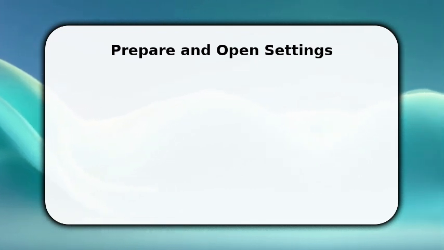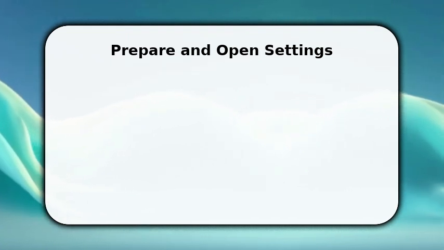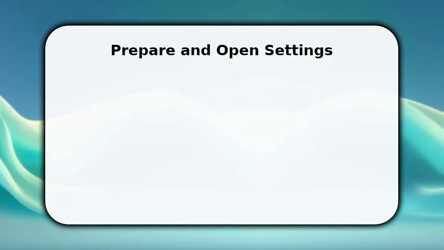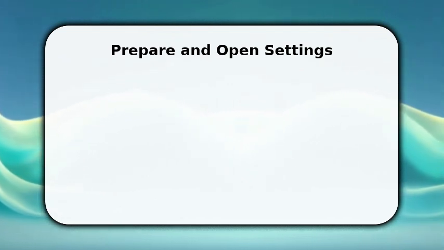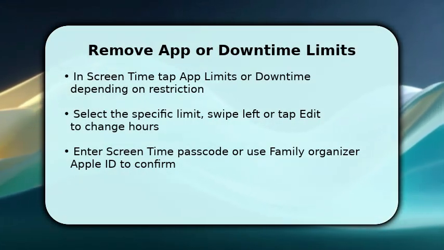Start now by locating the Screen Time entry. This is where restrictions live and where you'll perform the removal steps. Once in Screen Time, choose App Limits for app timers or Downtime for scheduled blocks. These are the two places that enforce a time cap.